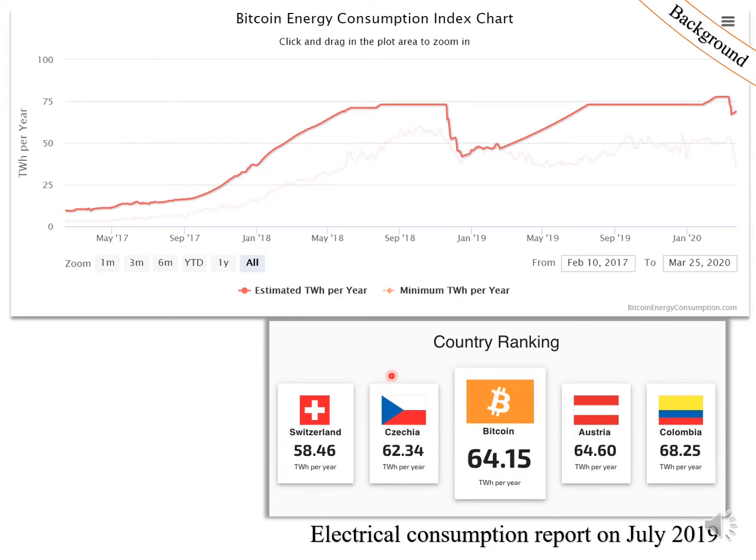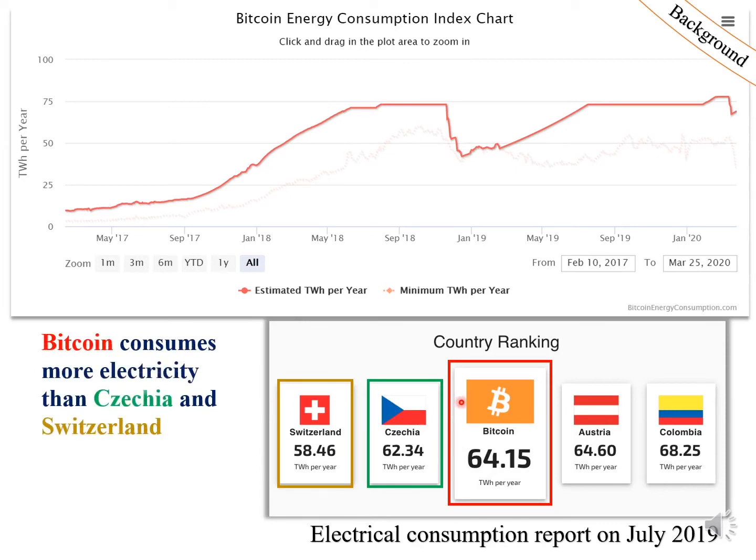To see how large it is, let's look at this figure that shows the electrical consumption report of July 2019, and you see that the electrical consumption of Bitcoin has surpassed that of countries such as Switzerland or Greece. Therefore, reducing the energy consumption of the Bitcoin network is important. Recently, Intel, IBM, and other R&D research centers have invested in researching and registering patents in this field.